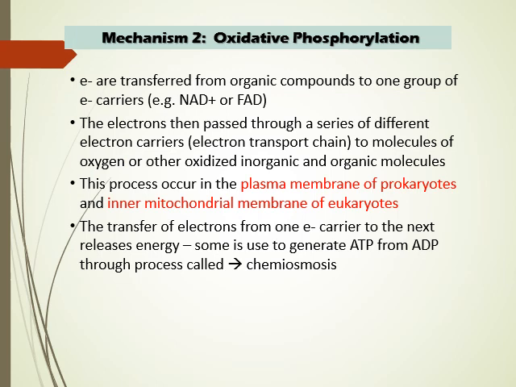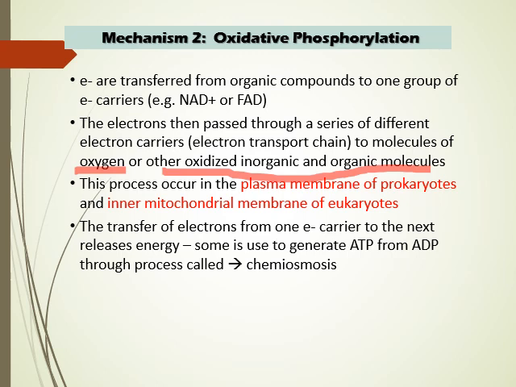The second mechanism is oxidative phosphorylation. So the electrons in the electron carriers, NAD+ and FAD, will be passed through a series of different electron carriers to molecules of oxygen. So this is the electron acceptor. Okay, we have oxygen or other inorganic or organic molecules as electron acceptor. And this process is called the electron transport chain. Through this process, ATP is produced by the ATP synthase.